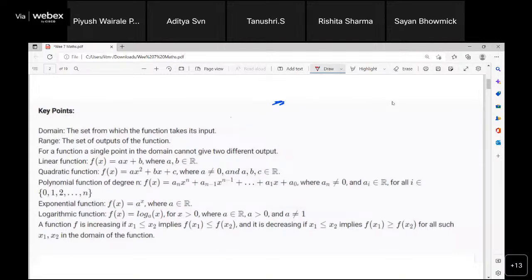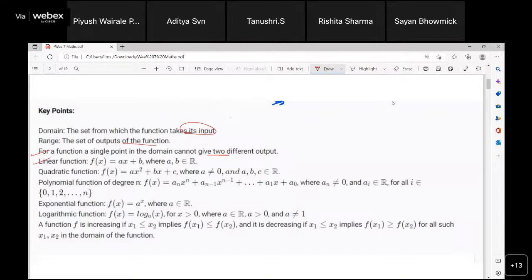So what is domain? The set from which the function can take its input. What is range? The set of outputs of the function. What is function? For a single point in the domain, a function cannot give two different outputs, right?